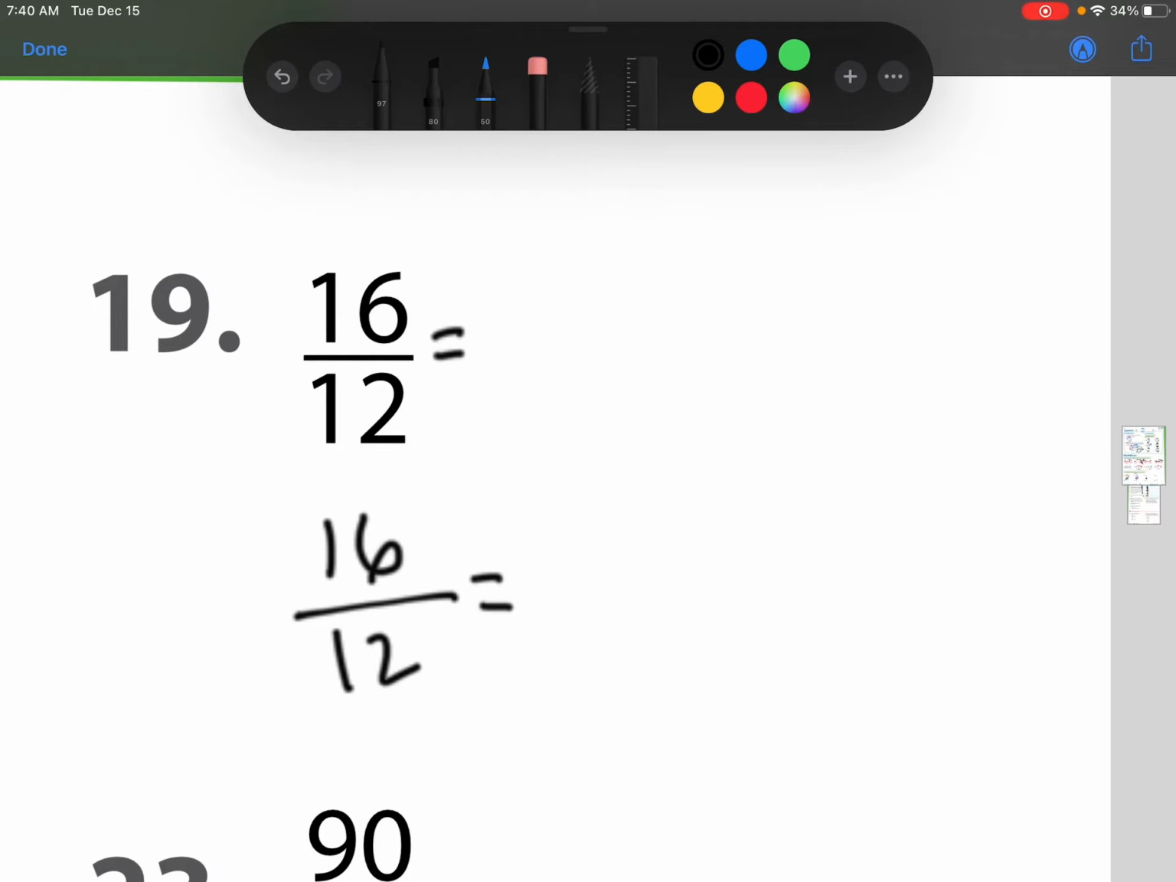Well, this one we can't divide by 10, but we do notice they're both even, so let's start by dividing it by 2. Whatever you do to the denominator, we have to do to the numerator. 16 divided by 2 is 8. 12 divided by 2 is 6.